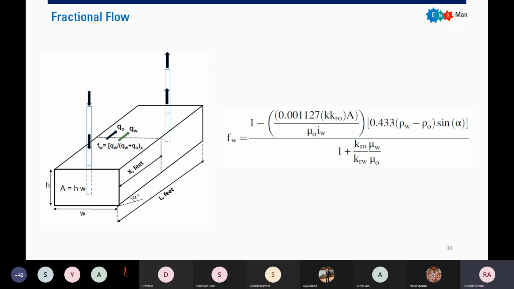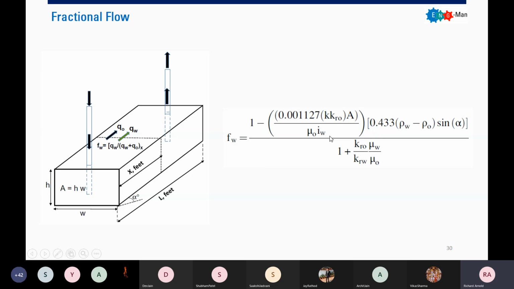We start with fractional flow. This is the setup, the configuration of our system, and it will give us this equation. It's quite complex, but it's actually easy, provided that we have all the data: the permeability, the relative permeability, the area or cross section of our reservoir path, the viscosity, injection rate, and so on and so forth.